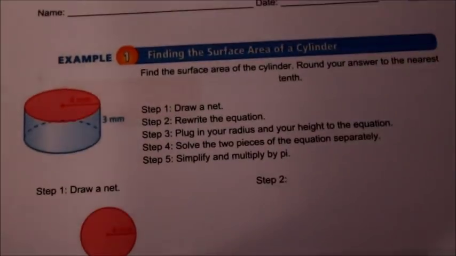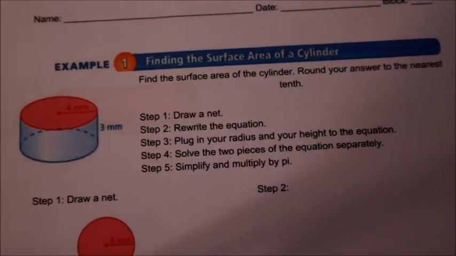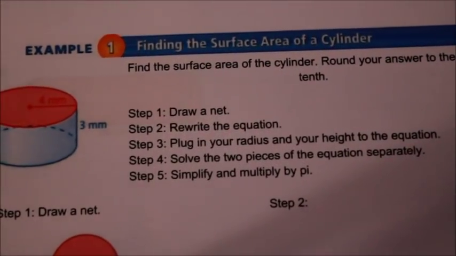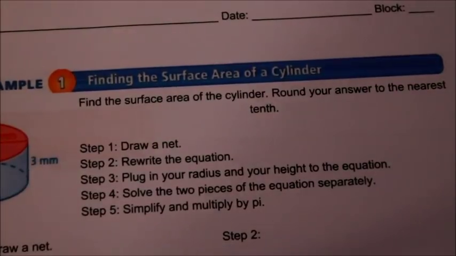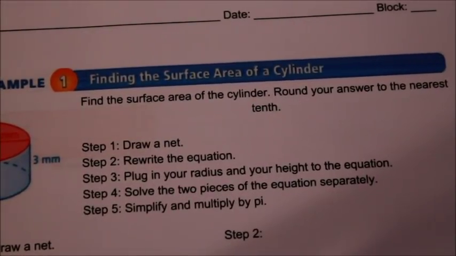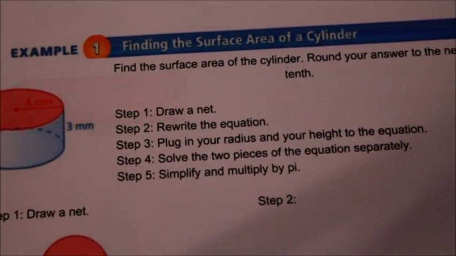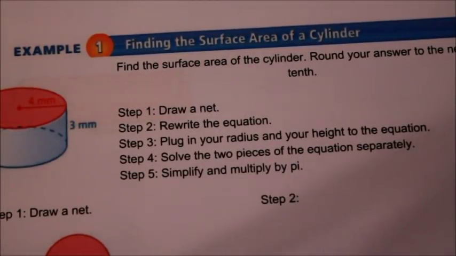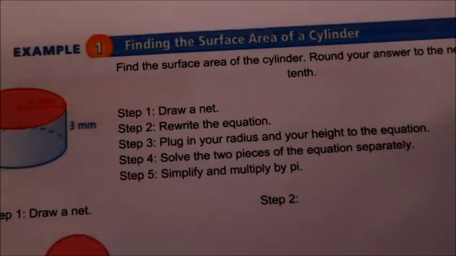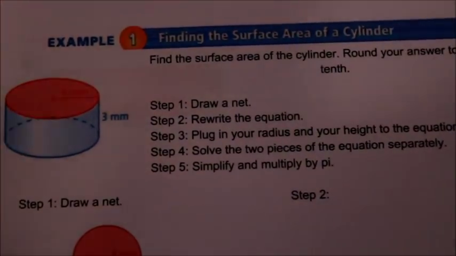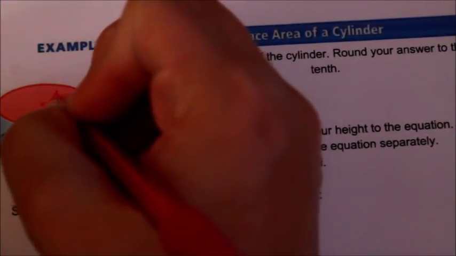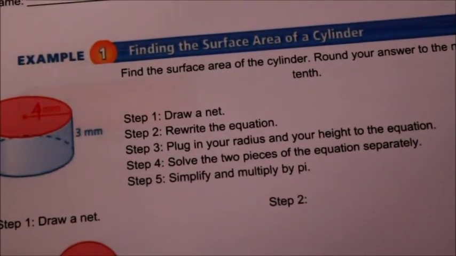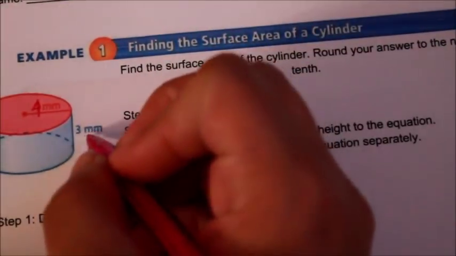Alright, and then we're going to flip the page. And up here, finding the surface area of a cylinder. Find the surface area of a cylinder and round your answer to the nearest tenth. Once again, there are 5 steps. I broke this down into 5 steps for us to follow to be able to get the answer. We're starting with this shape over here. Kind of hard to read. I apologize about that. That is a 4. And then that's your 3.